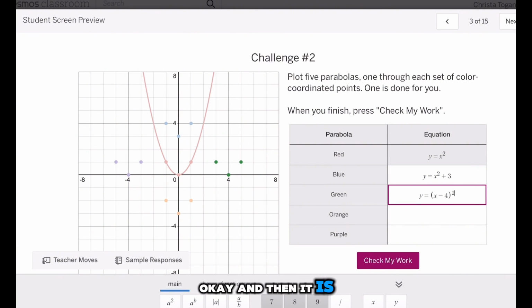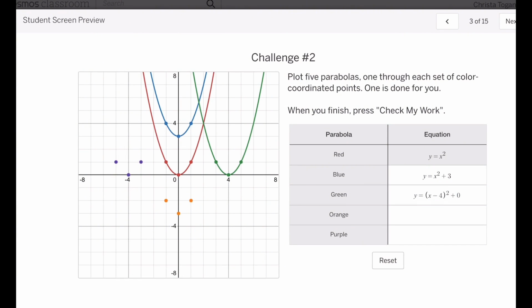And then it is not moved up or down. So you leave it with plus 0. And because it's in vertex form, I'm going to include the plus 0, okay? Now your job is to figure out the purple one and the orange one.